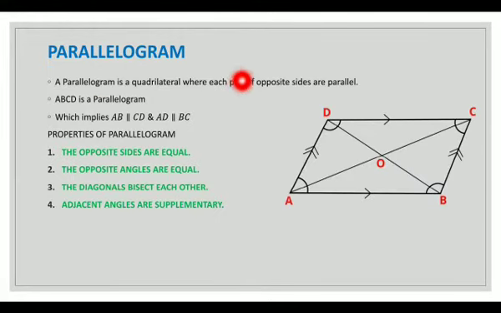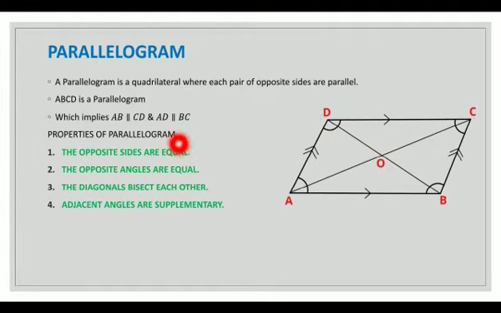Now types of polygon. Quadrilateral. The first one is the parallelogram. What is a parallelogram? A parallelogram is a quadrilateral where each pair of opposite sides is parallel. ABCD is a parallelogram, which implies AB is parallel to CD and AD is parallel to BC.